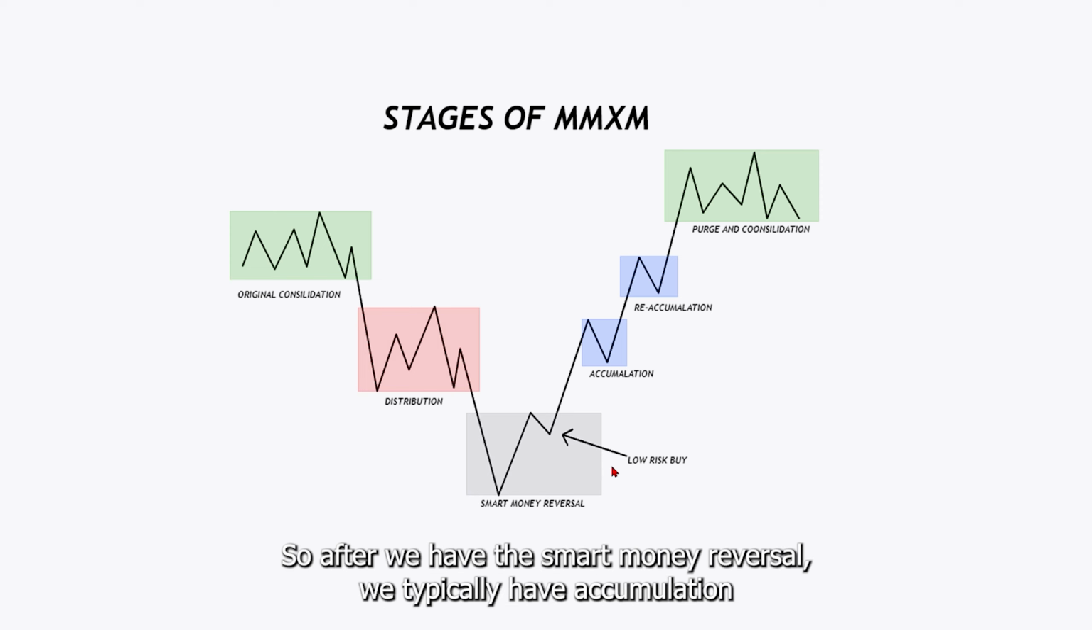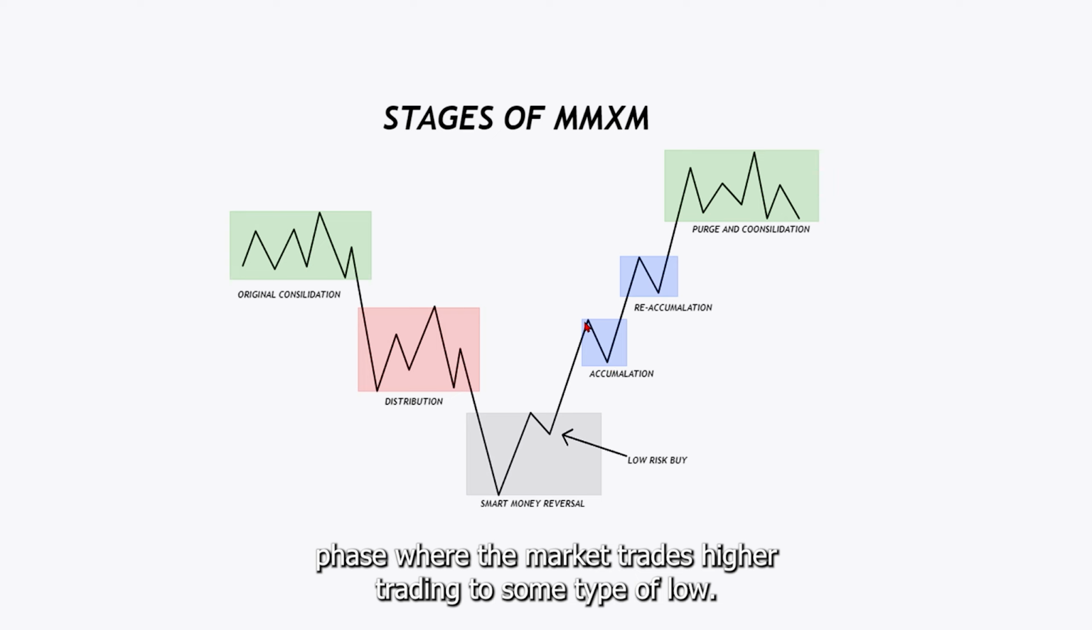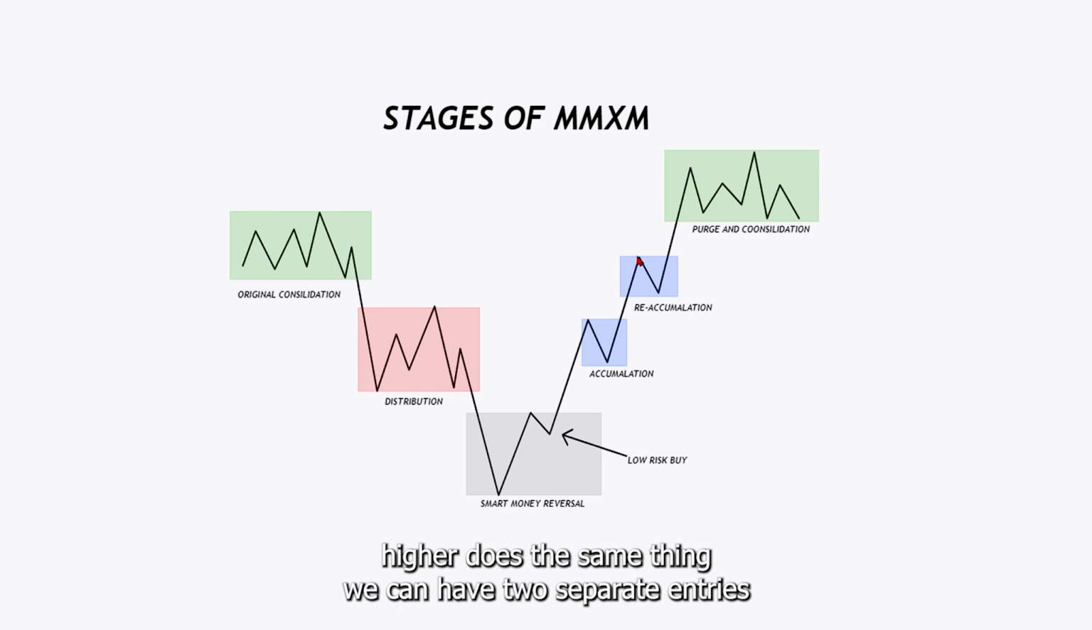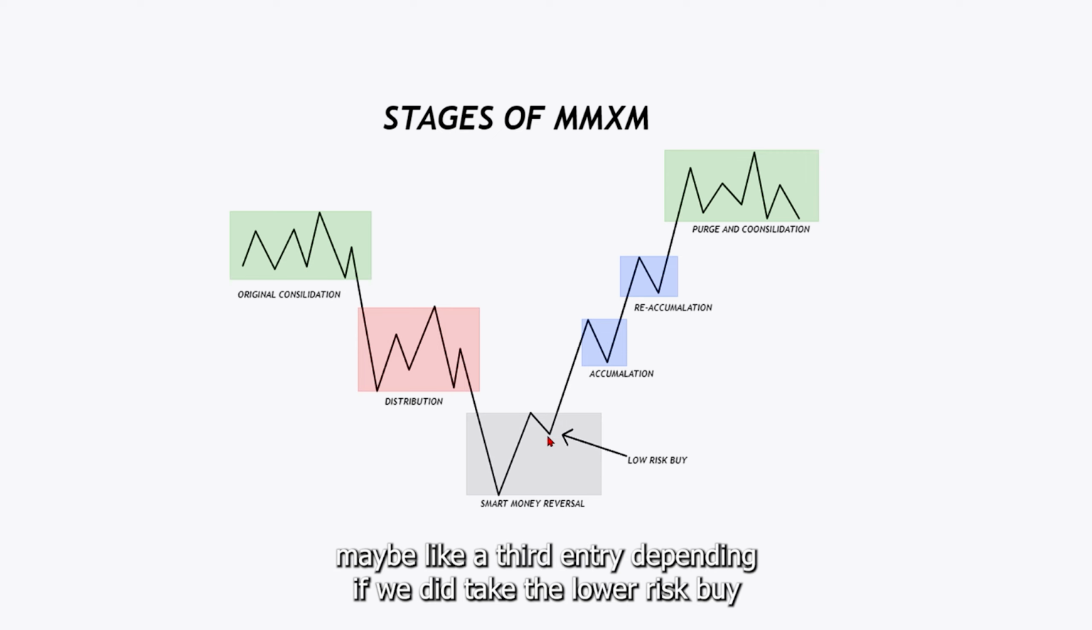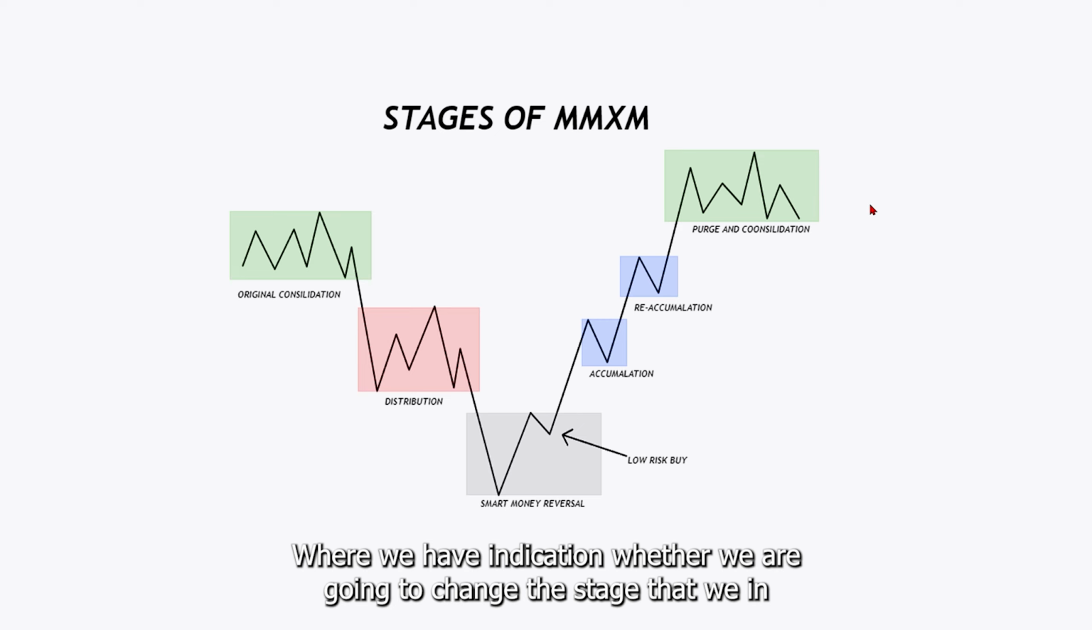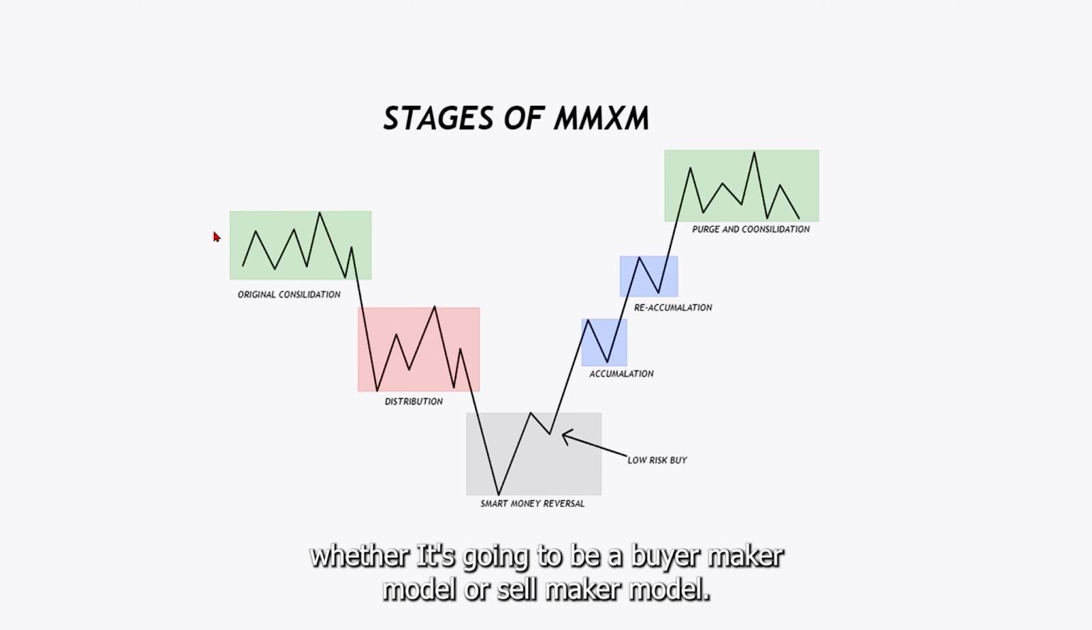After we have a smart money reversal, we typically have an accumulation phase where the market trades higher, trades into some type of low or takes a low out, trades back into a PD array, then trades higher and does the same thing, where we can have two separate entries, maybe a third entry, depending on whether we took the low risk buy. Then we move higher, purging and taking out this consolidation, and we start consolidating again, where we have an indication whether we're going to change the stage that we're in, whether it's going to be a buyer maker model or a sell maker model.